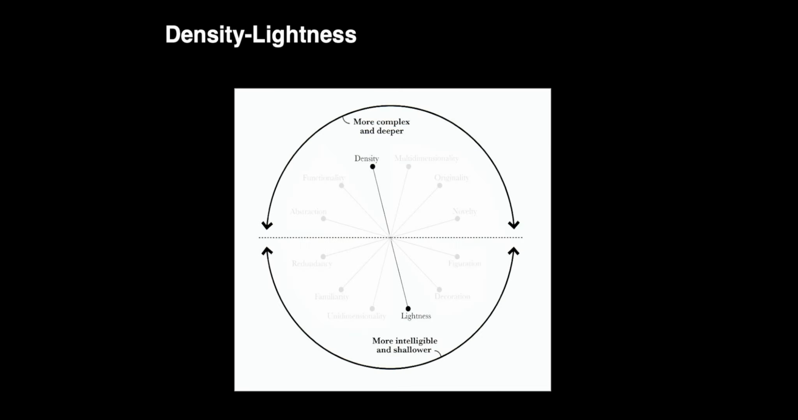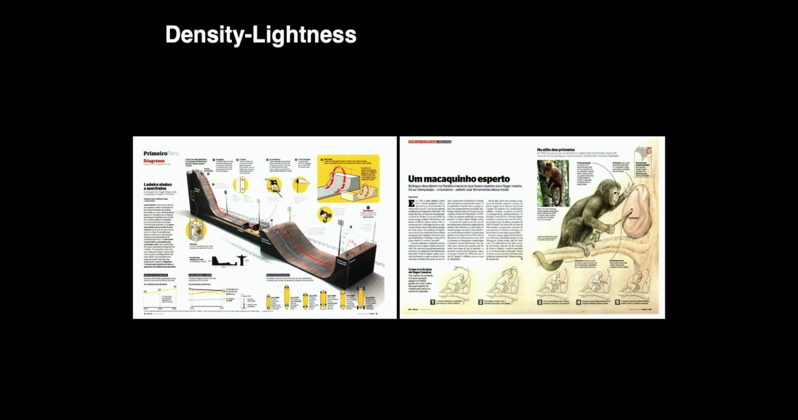Is the information being displayed more dense or more light? Here we have an infographic on the left breaking down the mega ramp in Sao Paulo, and on the right, a description of how a monkey hunts termites. So on the left, it's a visualization that has a lot of content. It's dense with content. There's information around the ramp itself, information around the elevator that takes you to the top of the ramp, information on wind speed and the types of skateboards that you would use to ride this ramp. So there's a lot of information in that spread.